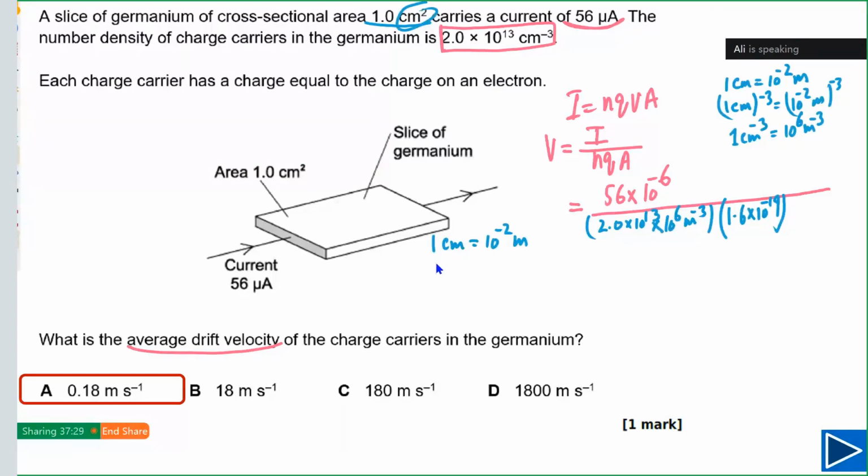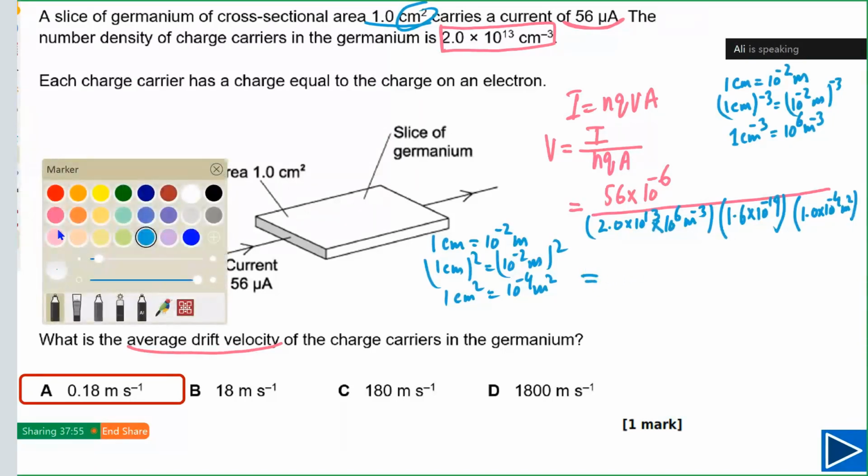So you have to take square on both sides. So square on this side, and you also need to take square on this side. So we got 1 centimeter square. This is equal to 10 to the minus 4 meter square. So we can replace centimeter square. So we can write 1.0 times 10 to the minus 4, and this is meter square. Now you just need to simplify.